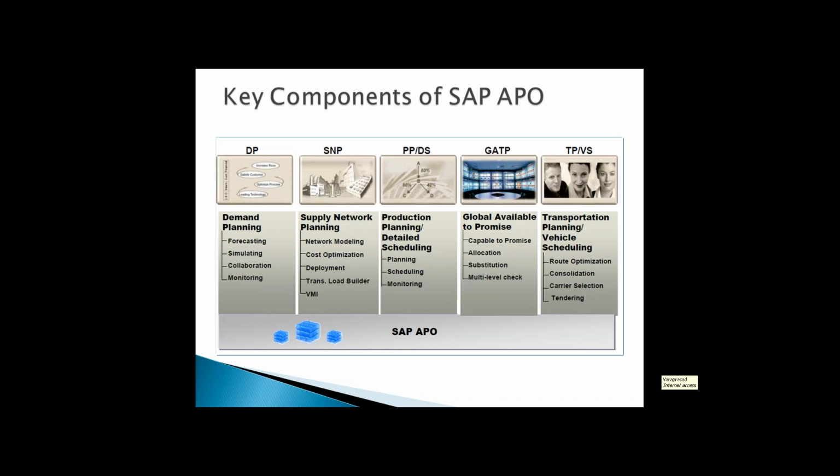Okay, the next one is deployment. After planning, you have done a planning, and your system has created some planning results. Those planning results you have published to ECC. ECC did the execution part. So after that, what will you get? You will get some stock of the material.